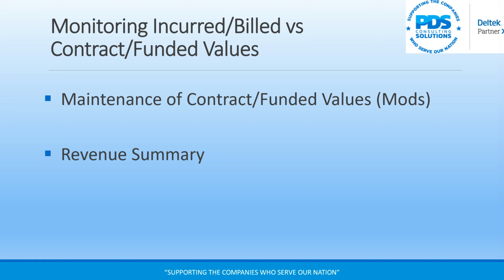And so you're required to keep all of those up to date for those cost type contracts in a compliant accounting system. And the revenue summary report is one of the reports that will be able to show you all of that detail in one consolidated report within Costpoint.